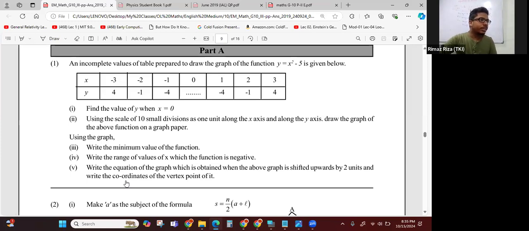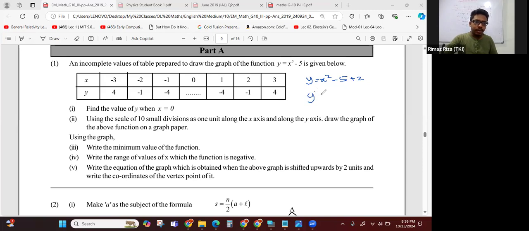When we shift up, we take this graph y equals x squared minus 5. If you want to shift up by 2 units, you have to add plus 2. If you want to shift the graph up by 3 units, you add plus 3. If you want to shift down, then you subtract. Say you want to shift down by 2 units, then minus 2, right? Now here it says shift upwards by 2 units, therefore you add plus 2.